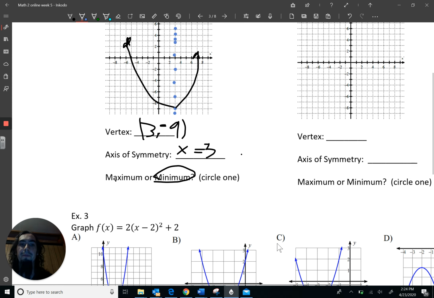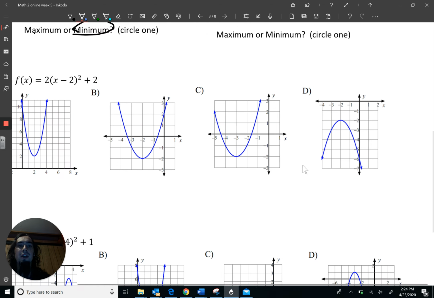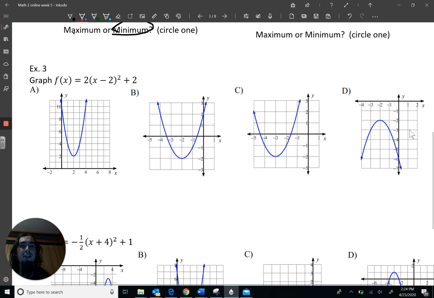Now, this type of question will also be on the quiz and on the homework. The graphs are already given. We're going to choose which one matches this equation. So let's look at our clues. I know that the A value is positive. And since the A value is positive, it should open up. Uh-oh, this one's opening the wrong way. So I know it's not that one.